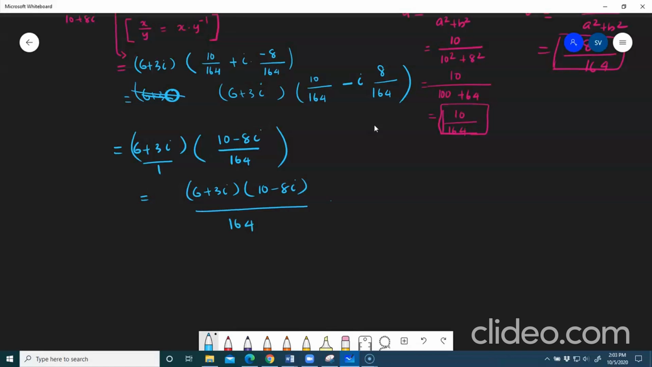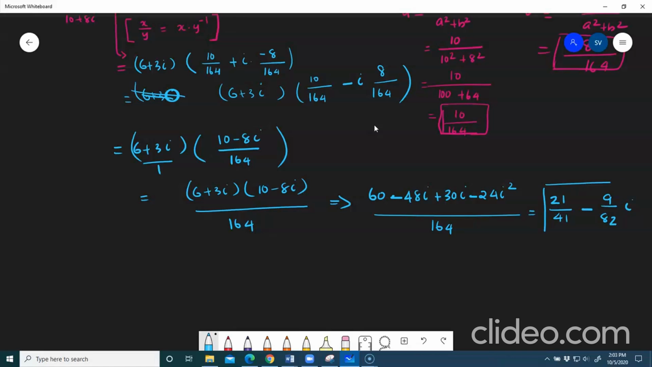When you FOIL this bracket, the answer is 60 minus 48i plus 30i minus 24i square over 164. When you simplify this, your final answer will be 21 by 41 minus 9 by 82i. So this is your final answer for the said problem.